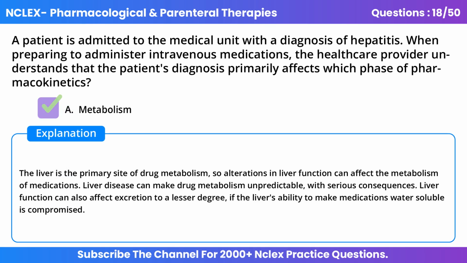The liver is the primary site of drug metabolism, so alterations in liver function can affect the metabolism of medications. Liver disease can make drug metabolism unpredictable, with serious consequences. Liver function can also affect excretion to a lesser degree, if the liver's ability to make medications water-soluble is compromised.